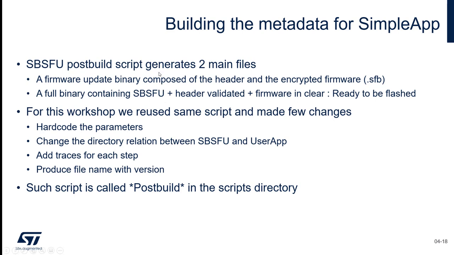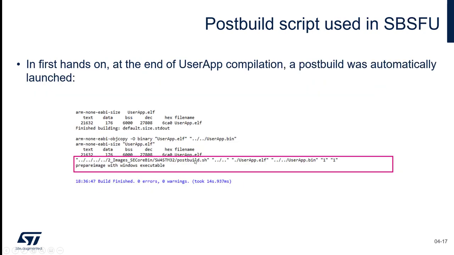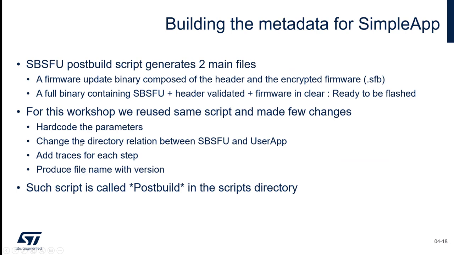So we need to adapt this script for the application. For this, we took the script provided by SBSFU and adapted it, and we hard-coded the parameters. Instead of providing these parameters here, they are now hard-coded in the post-build. We adapt the directory between the SBSFU and the new application. We also added some traces. And we also add the version in the file name so that it's easier to manage.